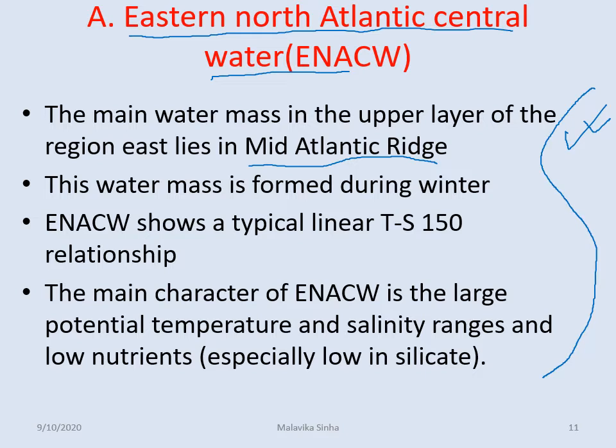The main characteristic of this water mass is that it has a large range of temperature and salinity. That is the reason it is low in nutrient content. This part of the ocean is very poor in nutrient content. Another thing is that here the density is typically linear. So within a water mass zone, the density will be linear. Obviously, in each and every water mass zone, there will be a typically linear TS relationship or density.